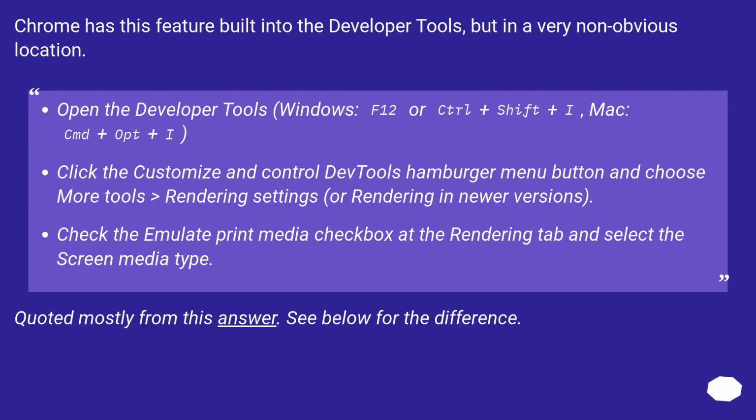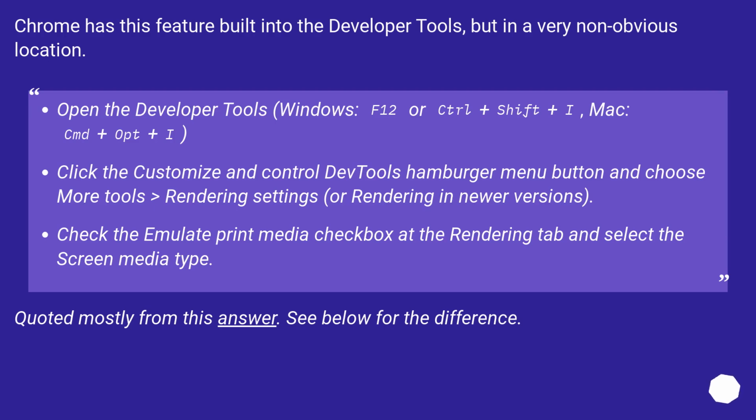Chrome has this feature built into the developer tools, but in a very non-obvious location. Open the developer tools, Windows, F12 or Ctrl plus Shift plus I, Mac, CMD plus Opt plus I. Click the Customize and Control DevTools hamburger menu button and choose More Tools, Rendering Settings, or Rendering in newer versions. Check the Emulate Print Media checkbox at the Rendering tab and select the screen media type.